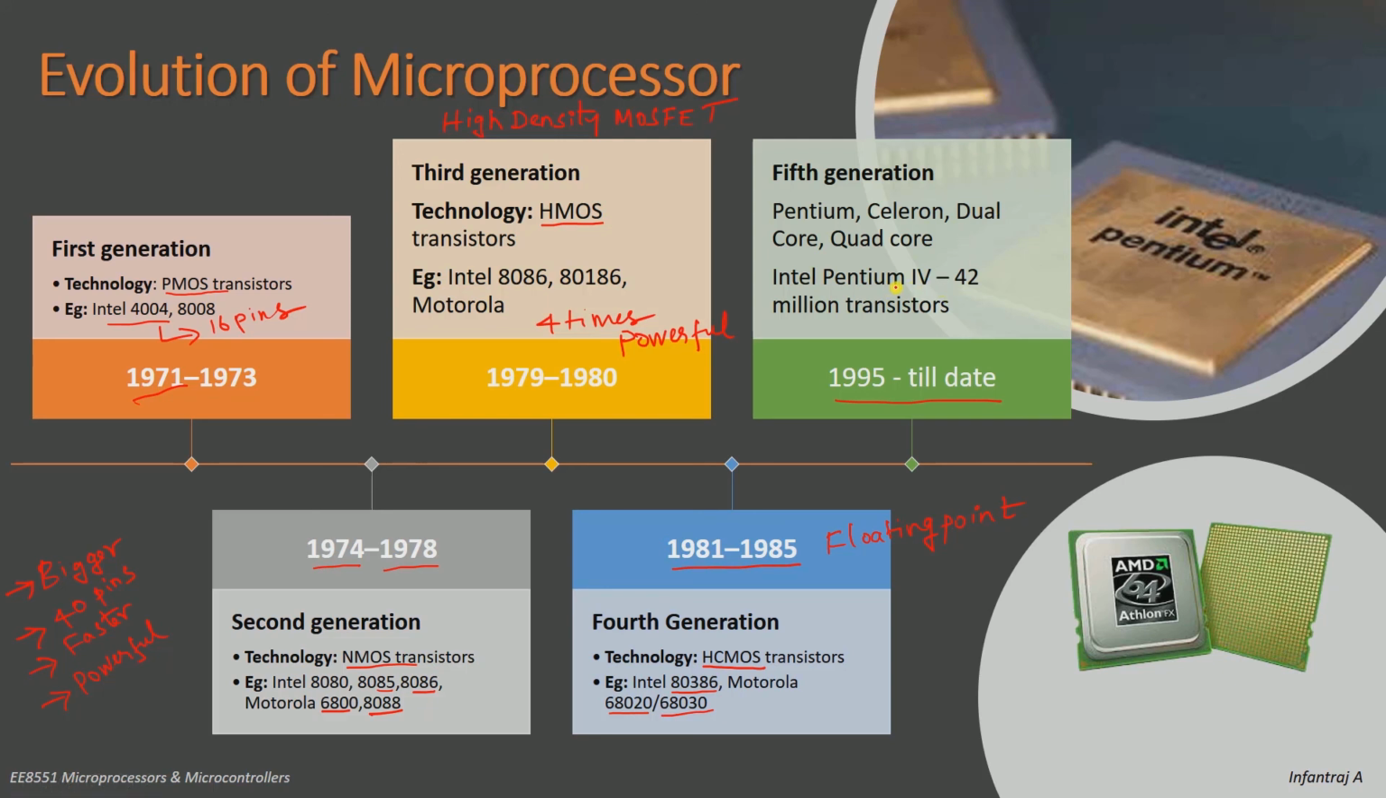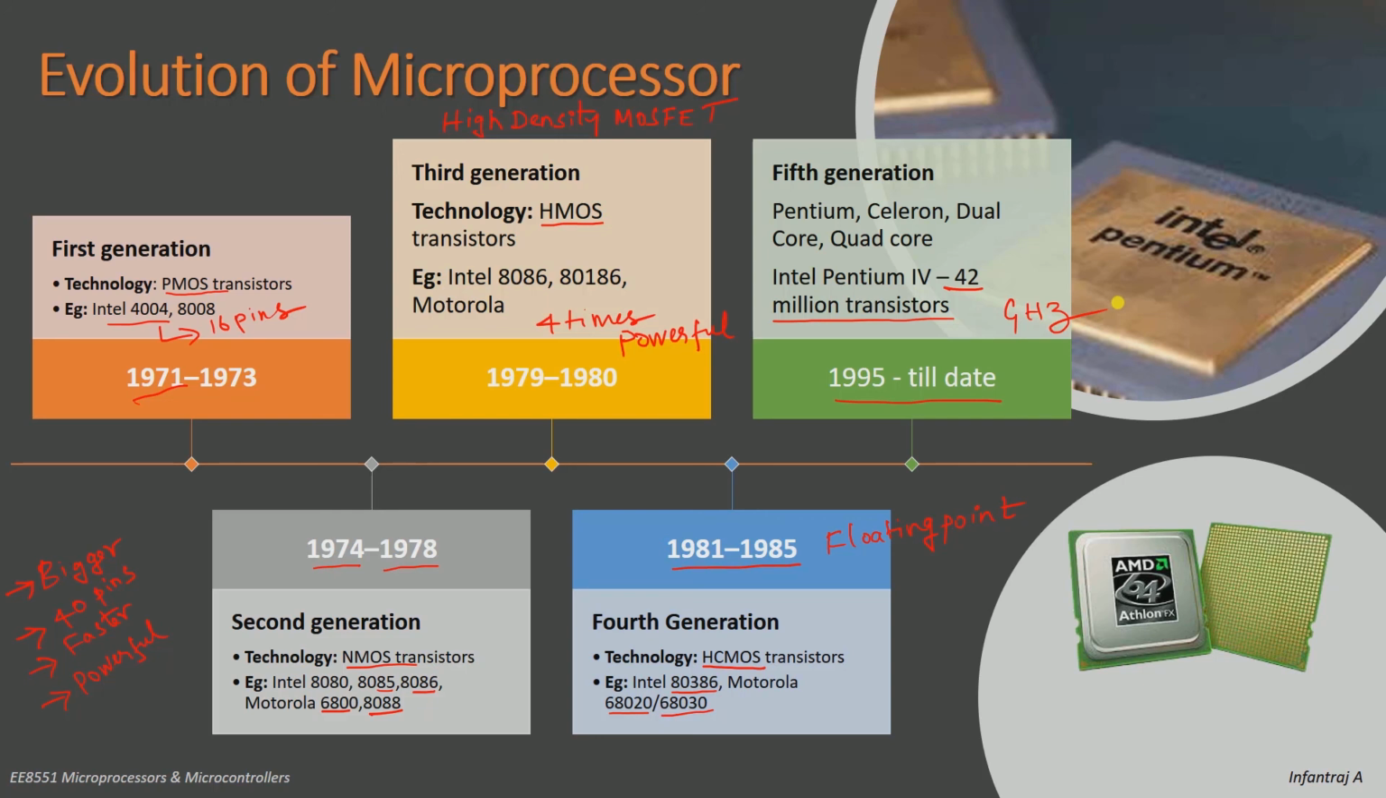To give you a picture, I have stated here that the Intel Pentium 4 microprocessor had 42 million transistors. This talks about the density of this IC. Such a huge number of transistors were accommodated on a single integrated circuit. Any microprocessor released after 1995 you can claim as fifth generation, and the operating speeds were in the range of gigahertz.